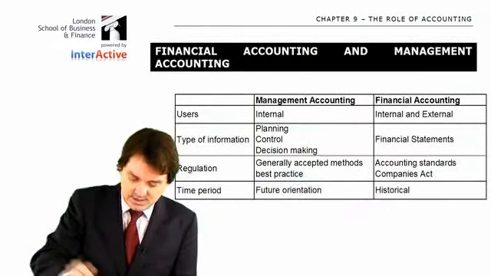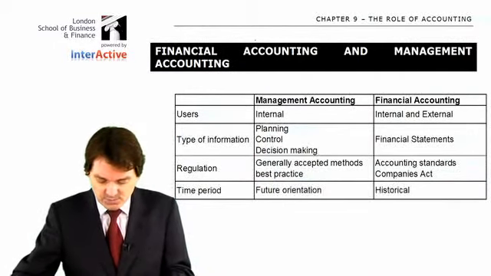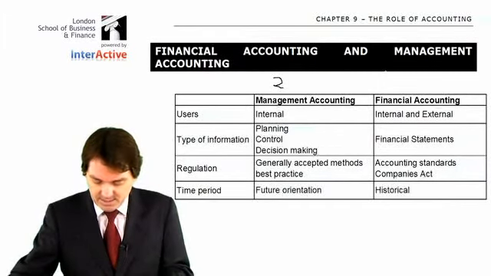So what's the difference then between financial accounting and management accounting? In other words, what's the difference between paper F2 and paper F3?